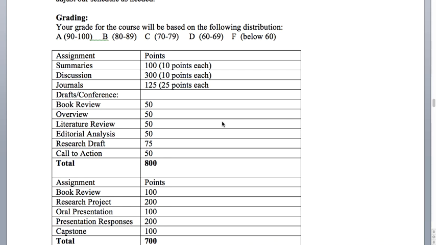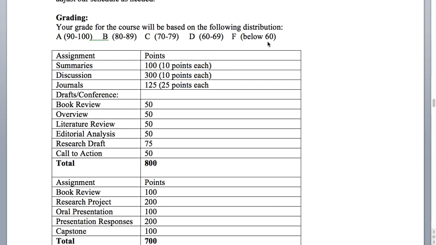So general grading is that we have A's, B's, C's, D's, F's, right? 90 to 100, 80 to 89, that sort of thing. I do round up at the end, especially if you are doing well, participating and all that sort of good stuff. So please keep that in mind, that I do try to give you the benefit of the doubt.